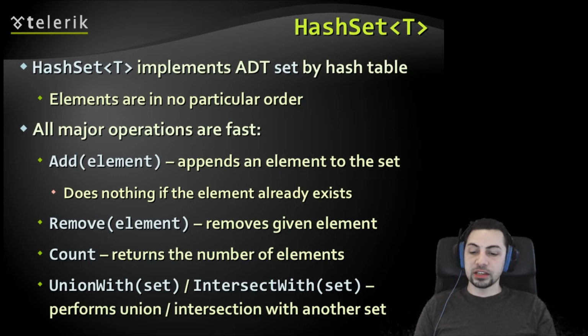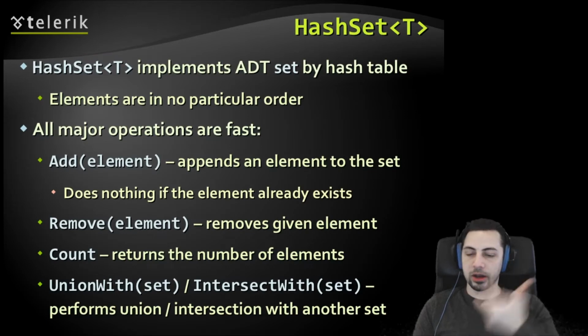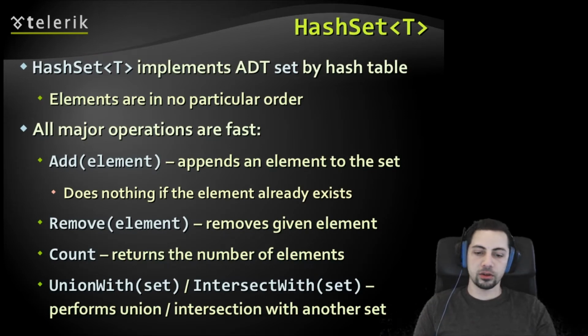So the difference is unions and intersects, or intersections. That does take some time. Okay. But we're not talking n squared, big O of n squared, or any sort of polynomial like that. Linear, I think, with the sum of both.